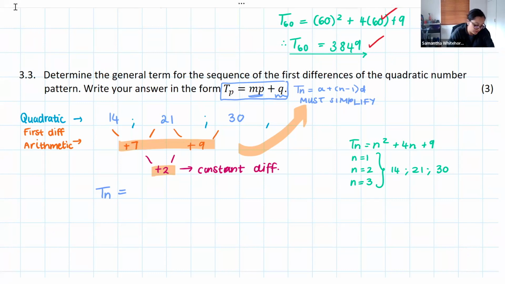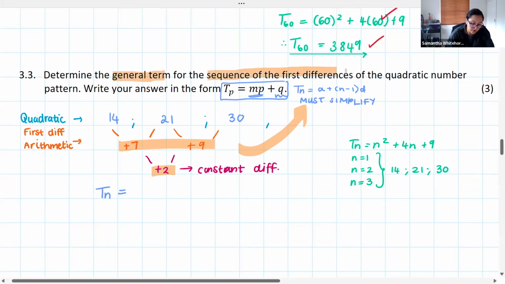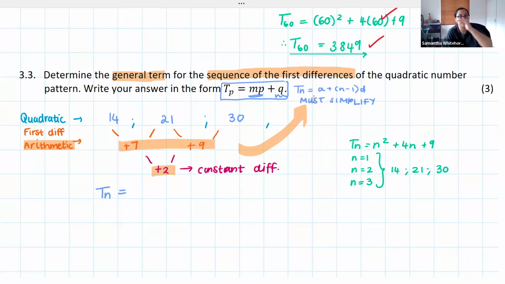Okay, cool. So if you didn't hear, guys, why are we going to the arithmetic sequence? It says determine the general term for the sequence of first differences. Now the sequence of first differences is arithmetic. So that is why we have to go to the arithmetic formula, because if we look at the first differences of a quadratic, they always form a linear pattern. And so once I know what those first differences are, the 7, 9, 11, 13, etc., I can go and work out what my formula is.